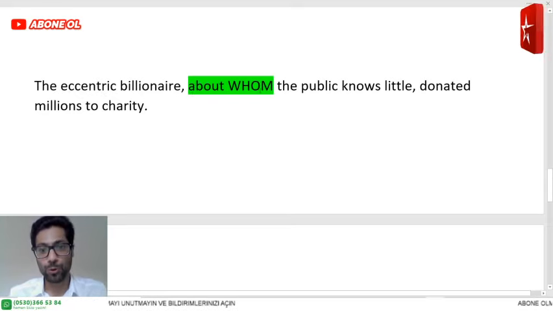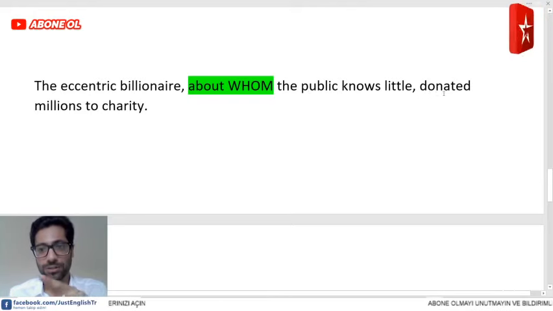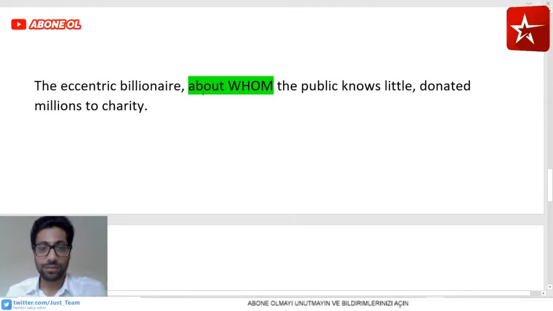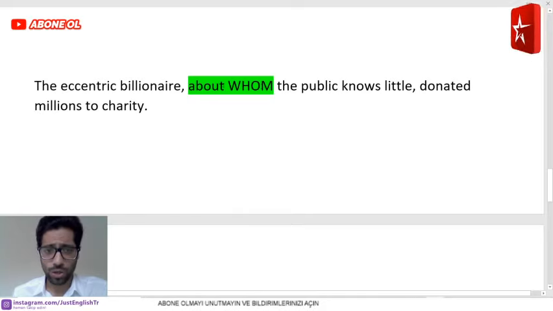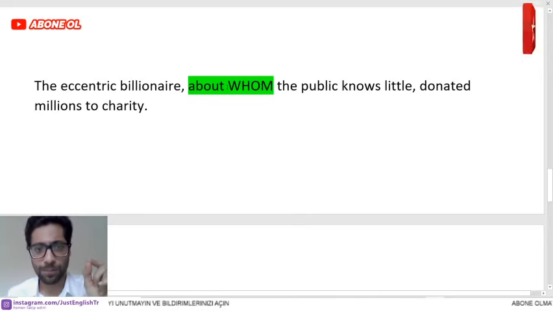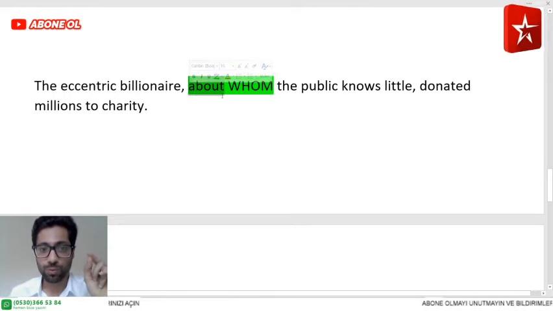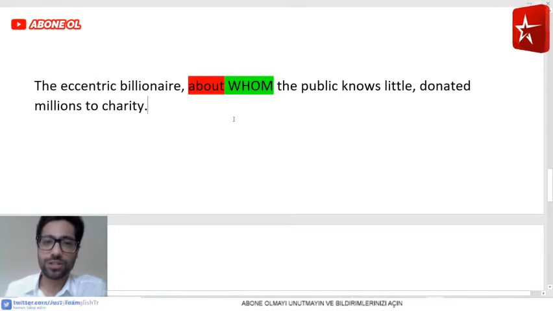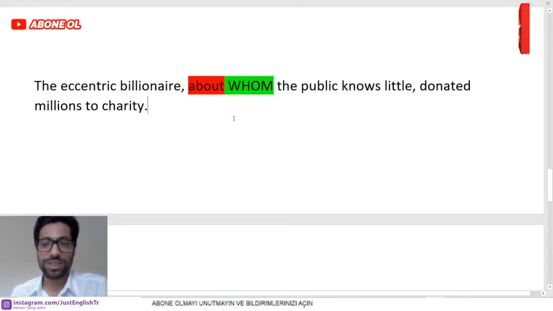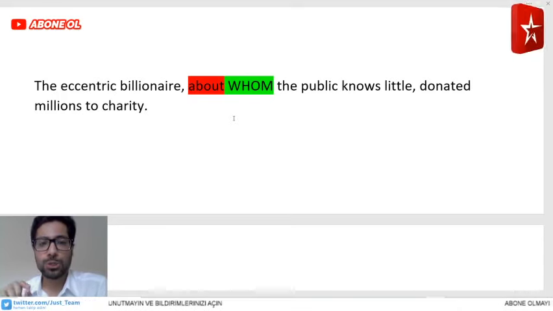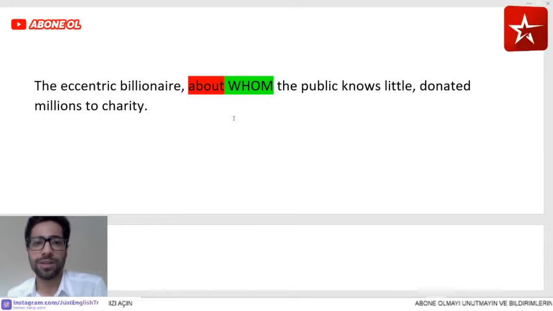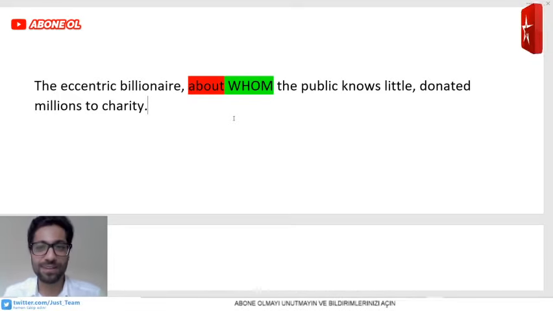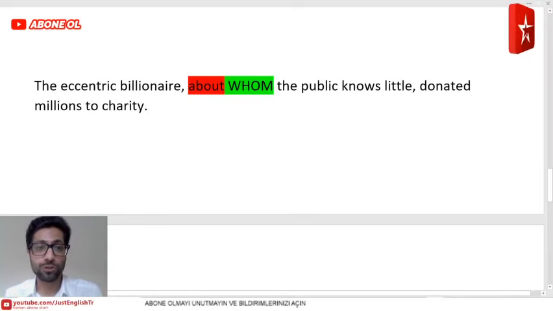billionaire about whom the public knows little donated millions to charity. Okay. Understand something. I am highlighting it all because I want to make sure that you understand the following. If you have a preposition, which is here, let's put it in a different color maybe. Here, when you have a preposition and you want to use it with the relative pronoun, you need to put it before the relative pronoun. Now, I'm being a grammar purist about this topic because it is the way it is. So you be very careful here.